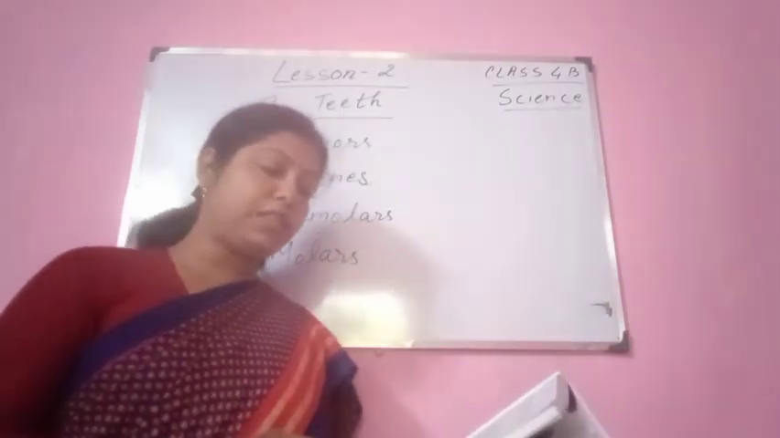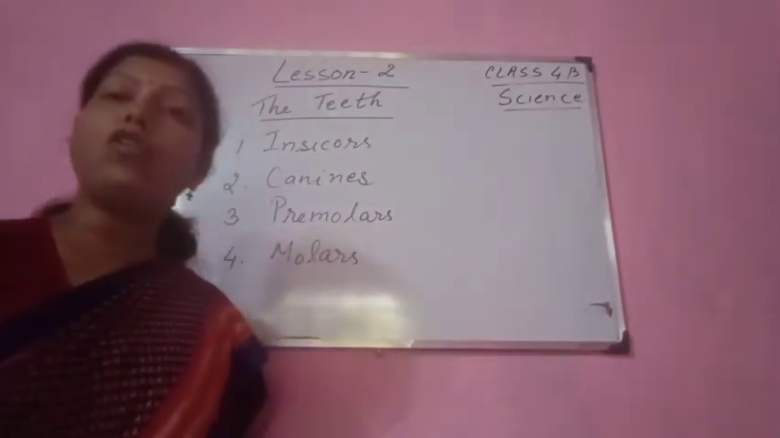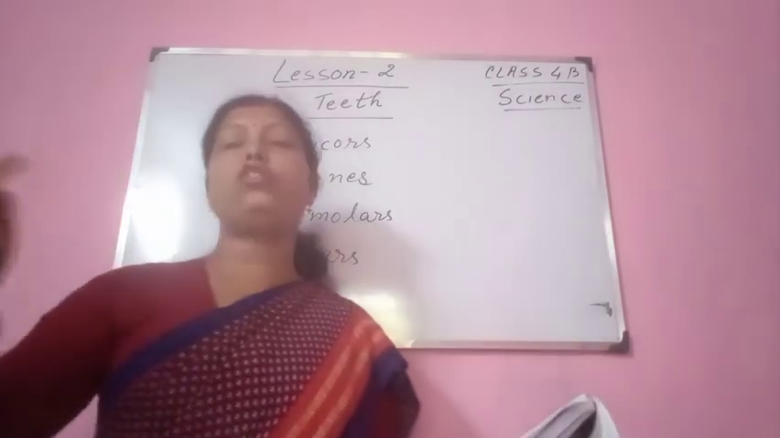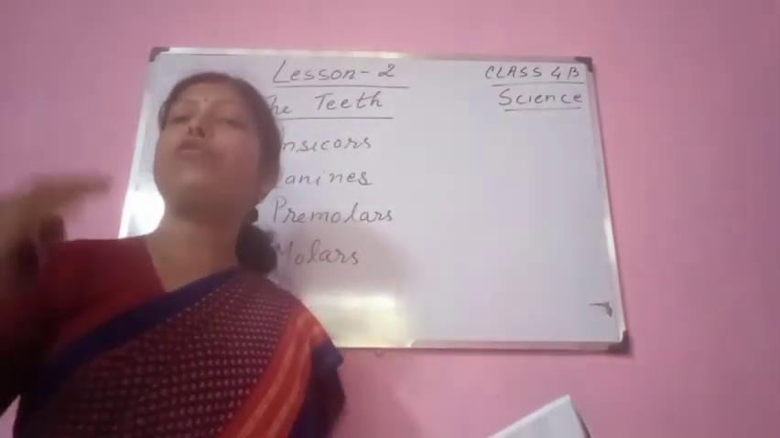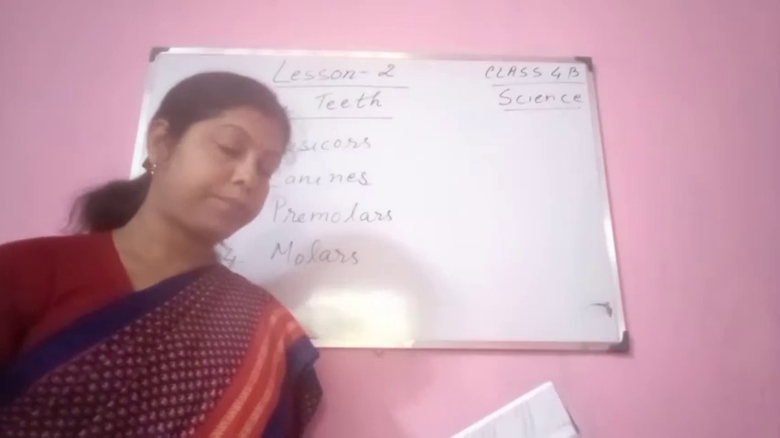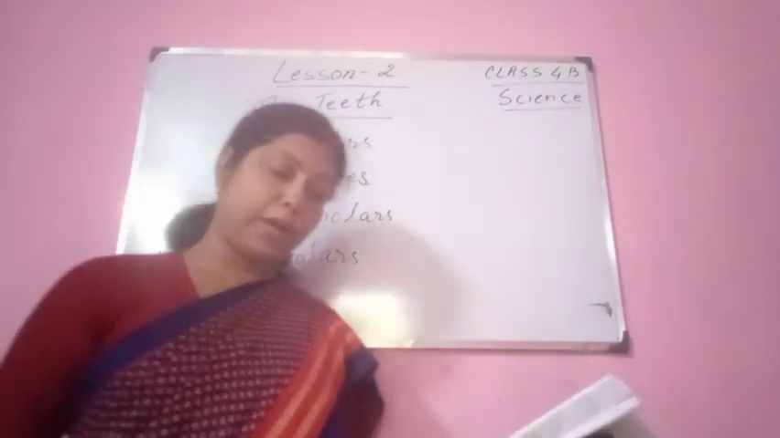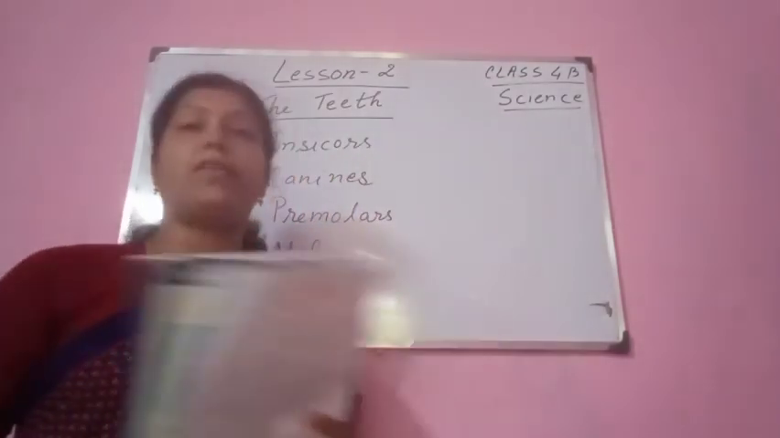We have 6 molars in each jaw. Down you have 6 molars and in the upper jaw you have 6 molars. So you have 12 molars, 3 next to each pair of premolars. They are used for chewing and grinding the food.